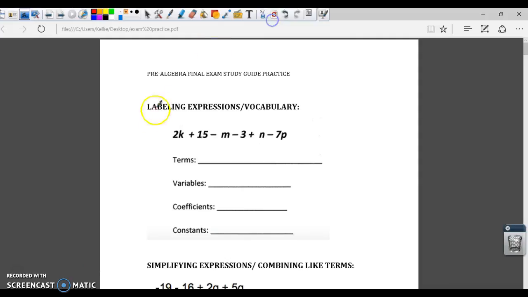Okay? And the constants are the numbers that don't have a variable with them. So it's that 15 and a -3. So there's 2 constants. You have a 15 and a -3. Done.